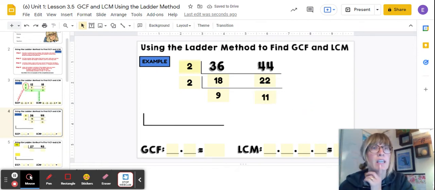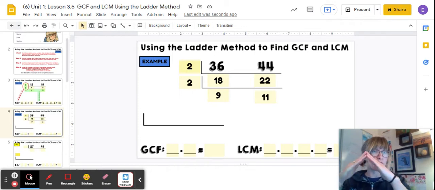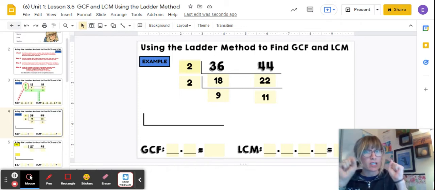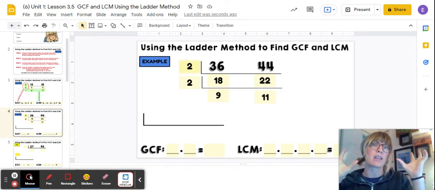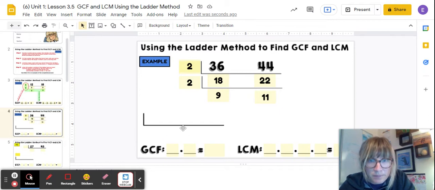So now we look at these and we say 9 and 11. Are there any other factors that they share? I have sort of a tree, or a factor tree. Are there any other numbers that I could pull out of both of these? And I cannot. You can use the divisibility rules to help you with that too.